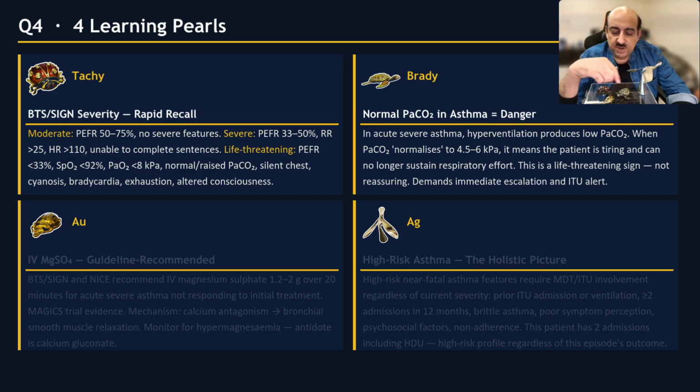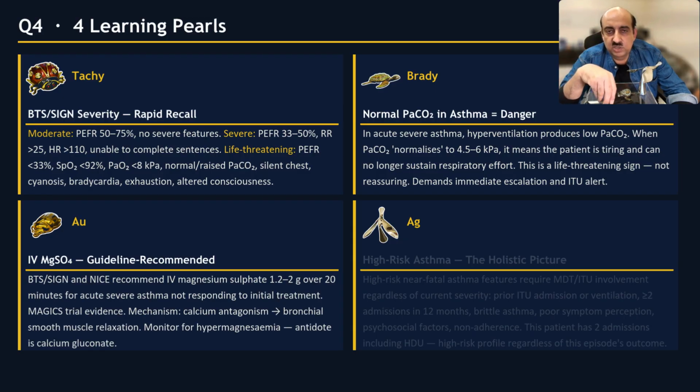Our next one is a normal carbon dioxide. We have discussed a normal CO2 or approaching normal CO2 is a dangerous sign, which means imminent ventilatory failure, and ITU should be alerted straight away. Gold standard treatment guideline is magnesium sulfate as second line if the initial treatment fails. IV magnesium sulfate 1.2 to 2 grams given over 20 minutes reverses bronchospasm, very effective.